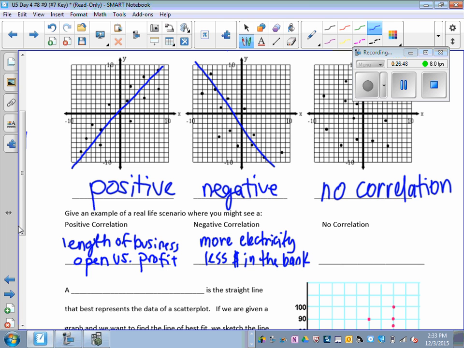So let's go with, how about this? We'll combine the two. The amount of lemonade sold. Limonada. There's a tilde here. Yes. Is that right? Amount of limonada versus how many points you score in basketball.